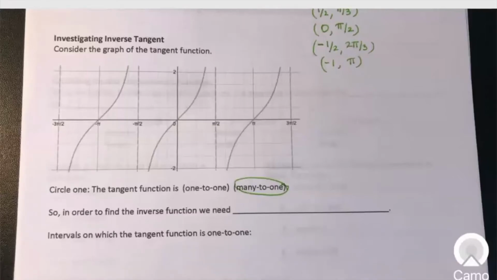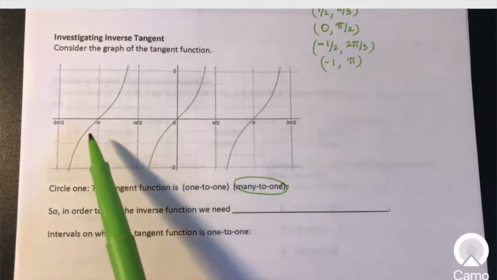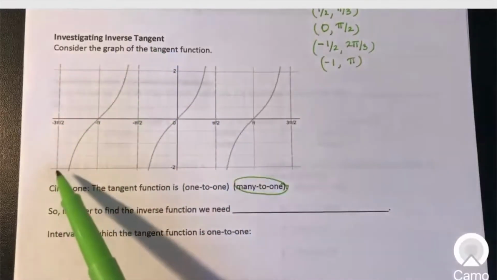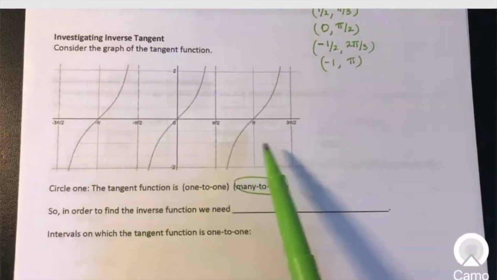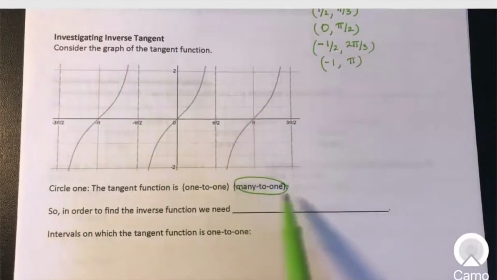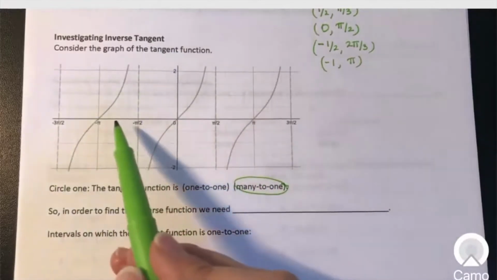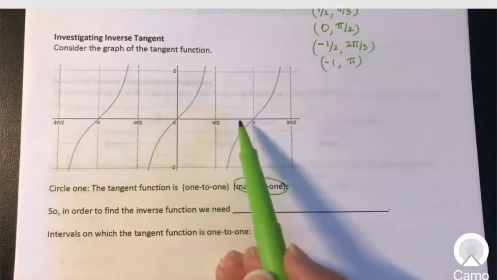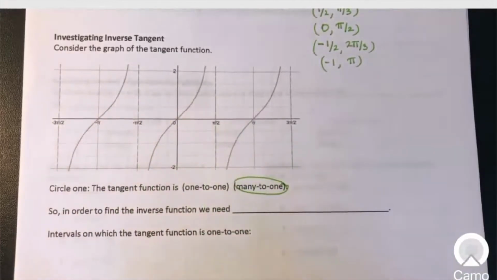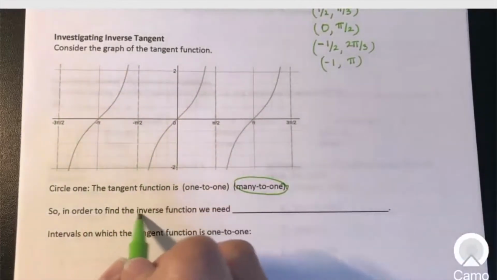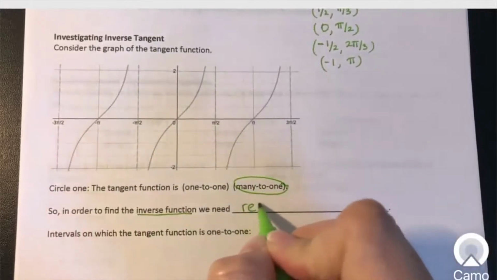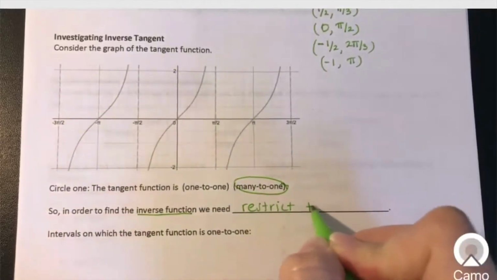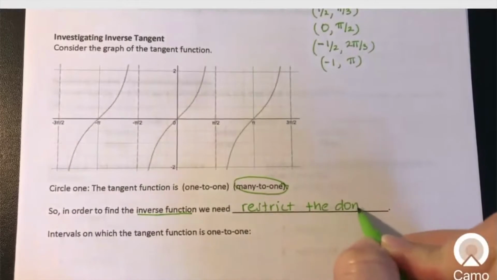We are going to go ahead and investigate our tangent function and our inverse tangent function. So we have 3 periods of tangent below, and we can see that this function is many to 1 because we have many x values that will produce the same y values. So in order to find the inverse function, we need to restrict the domain of our tangent function.